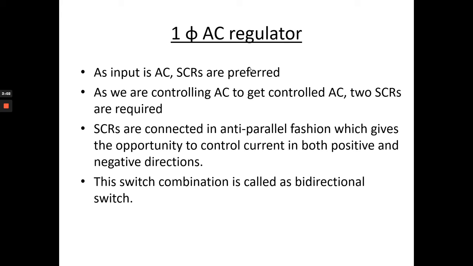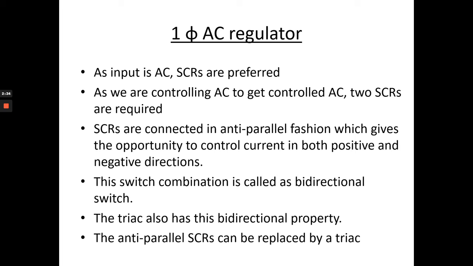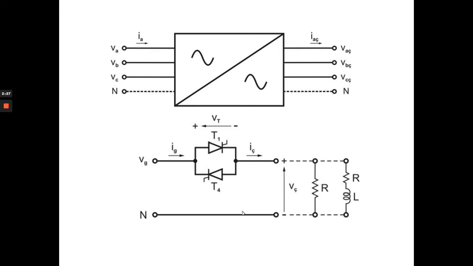In case of AC voltage regulator, as the input is AC, SCRs are preferred. As we are controlling AC, to get controlled AC, two SCRs are required. SCRs are connected in anti-parallel fashion, which gives the opportunity to control current in both positive and negative directions. The switch combination is called as bidirectional switch, and the triac also has this bidirectional property, and the anti-parallel SCRs can be replaced by a triac.